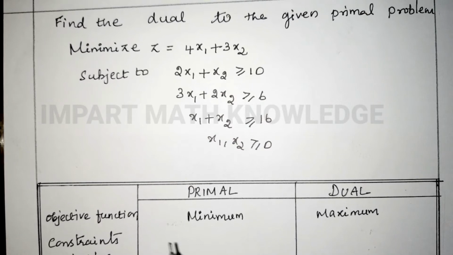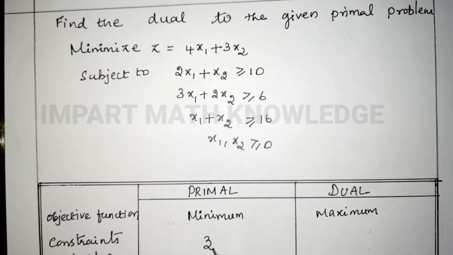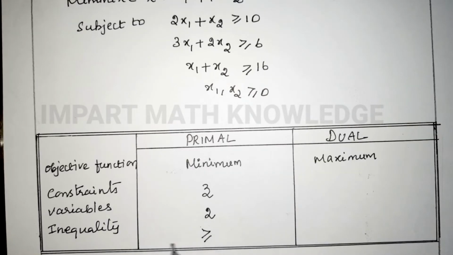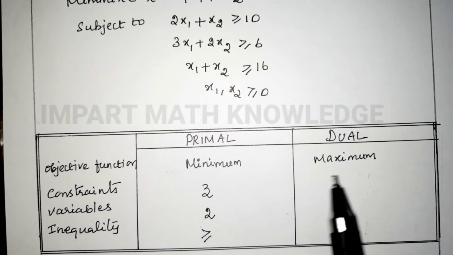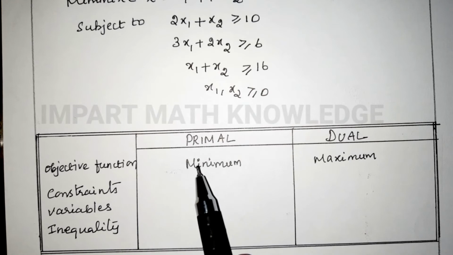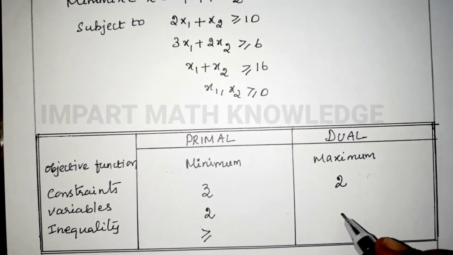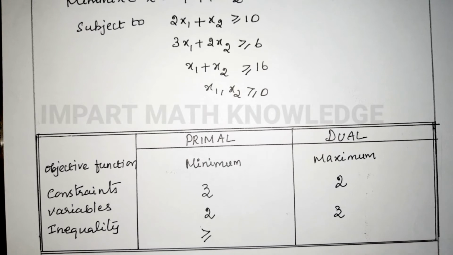The number of constraints is 3. The number of variables is 2. The inequality is greater than or equal to. So in the dual problem, the constraints are 2. The number of variables in the primal problem will be the number of constraints in the dual problem. So 2 constraints, 3 variables.